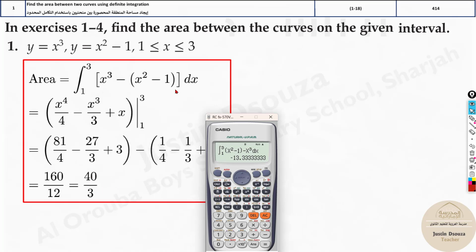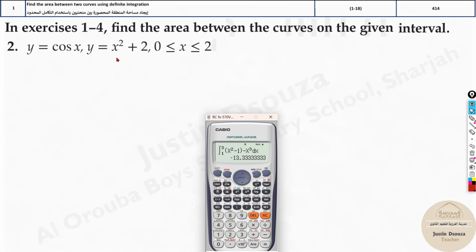It's 40/3. But if you choose the wrong functions, and upper and lower is messed up, then you will have a negative answer. It's fine. Even over here, I'm not going to draw the graphs and work out which is upper and lower. Directly press this out. I will take cos x, close the bracket, minus x squared. Now it's better to use brackets here. Minus x squared plus 2. If you don't use brackets, you need to keep changing the signs, which is confusing at times. So it's better to use brackets.